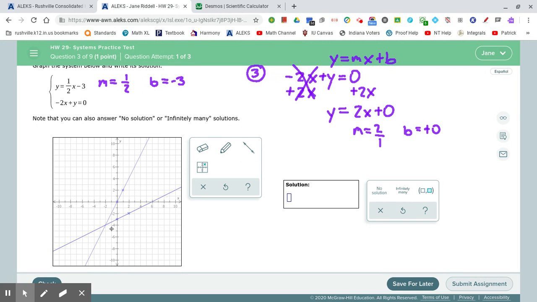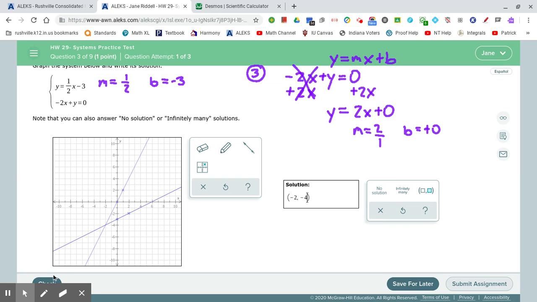And then I need to figure out what the solution is. So my solution is down here where the 2 lines intersect at this single point. They weren't parallel lines, so that means that they're not no solution. It wasn't the same line, so it's not infinitely many solutions. They intersect at a single point, so it's an ordered pair. For this example, the ordered pair would be at -2 and then down 1, 2, 3, 4. So the ordered pair I would type in would be -2, -4.